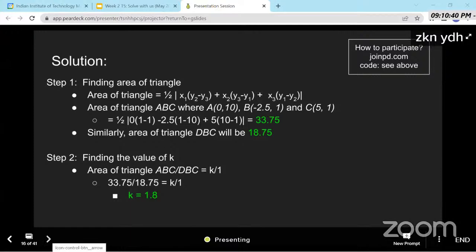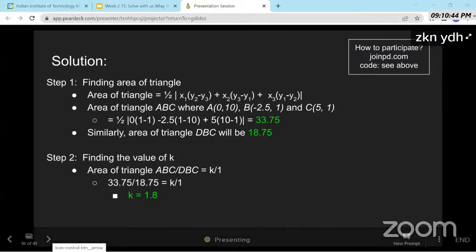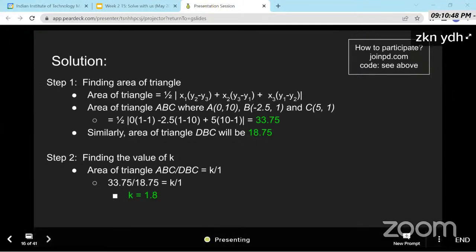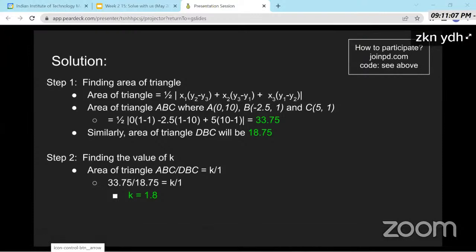Sir, without using this long formula, is there any short way to do that? I don't think there is any short way, but it is just half, that you have to find out the area. Sir, is there any other way? Yeah. Sir, I am getting K as 2.5. One person at a time. I'll mute you all, then unmute. Hello, sir. I am getting K as 2.5, and I did not apply this formula.